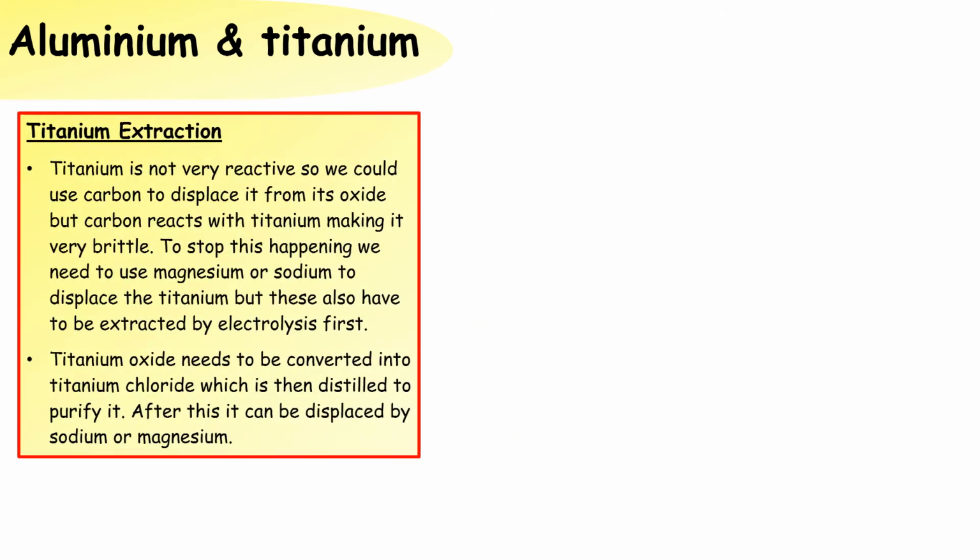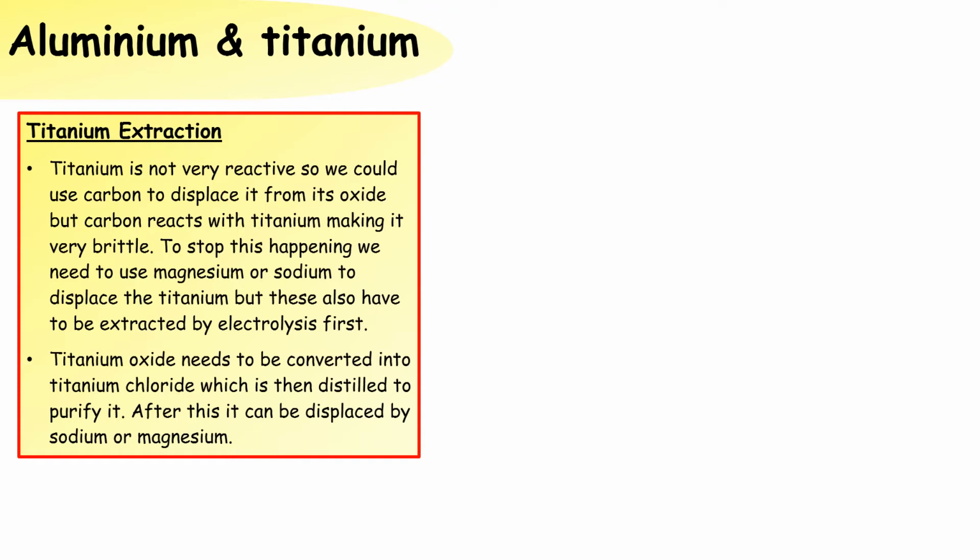Titanium is not very reactive, so we could use carbon to displace it from its oxygen, but carbon reacts with titanium, making it very brittle. To stop this happening, we need to use magnesium or sodium to displace the titanium, but these have to be extracted by electrolysis first. Due to this electrolysis, this is what makes titanium very expensive.